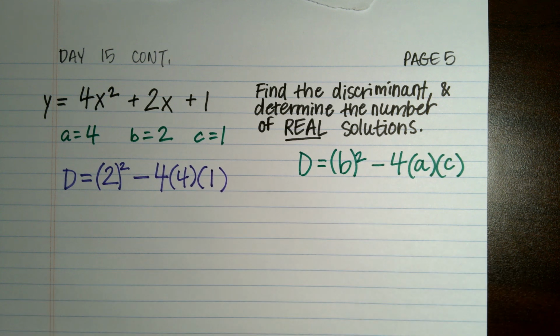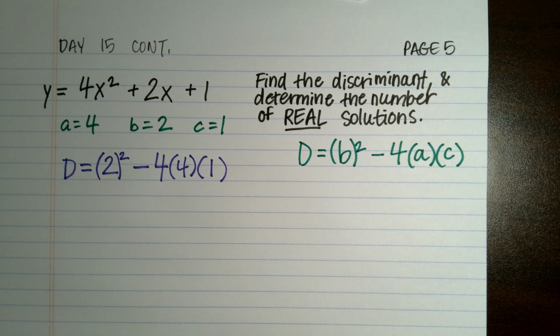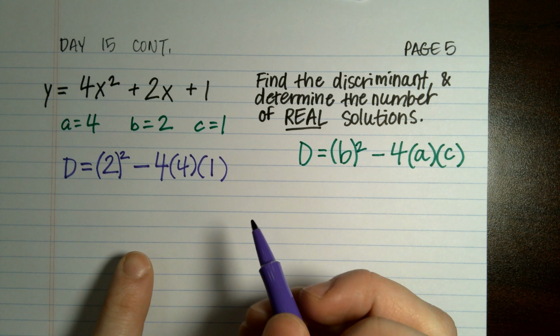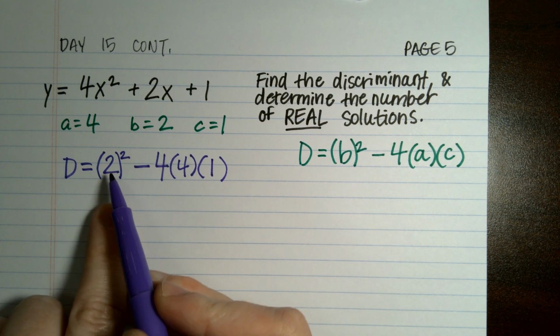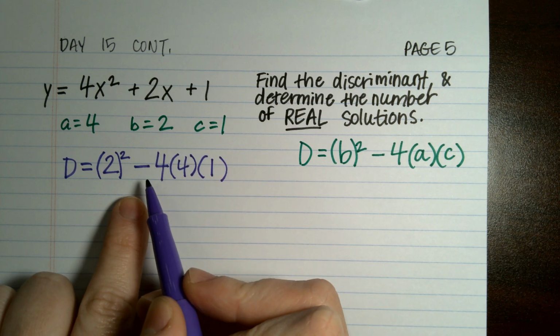Okay, go ahead, Elisa. So then after we do all of that, are we doing -4 or -4 times 4 times 1? Yes. So we're doing whatever 2 squared is.